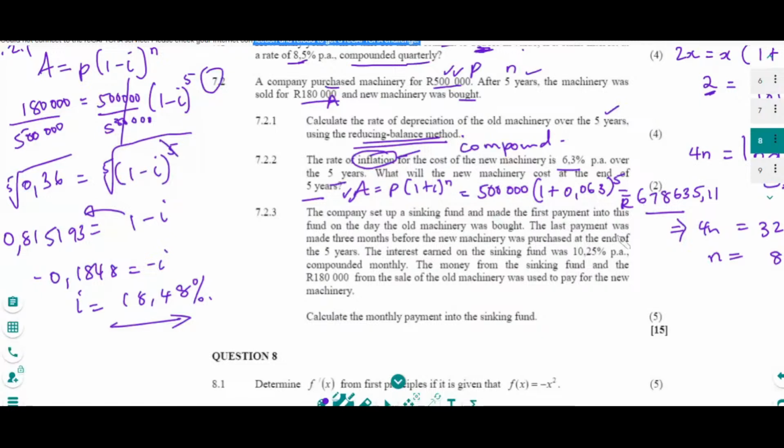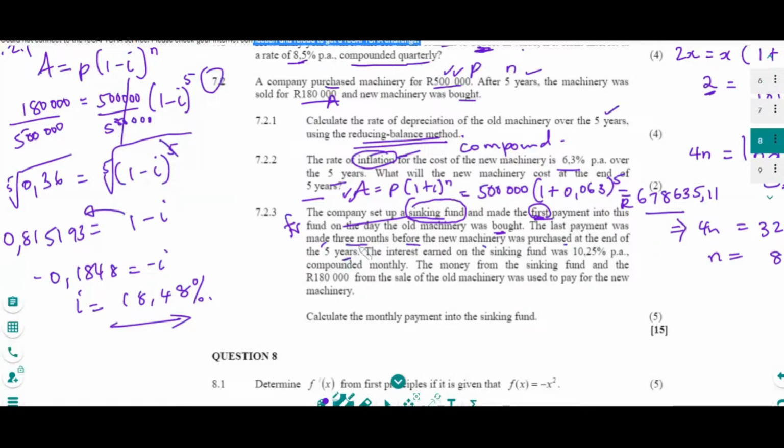7.2.3, a company decides to set up a sinking fund. So whenever we talk about a sinking fund, we're going to use the future value or the F formula, and make the first payment into the fund on the day the old machinery was bought. Which means there is a payment that is made immediately. So if we're talking of 5 years, there is an extra payment. Okay, let's go on. Then the last payment was made 3 months before the new machinery was purchased at the end of the 5 years.